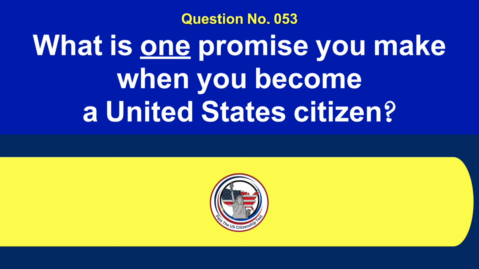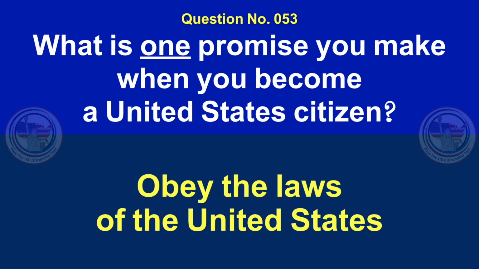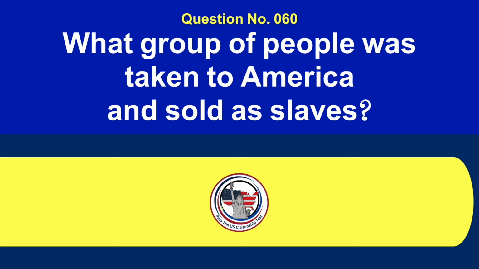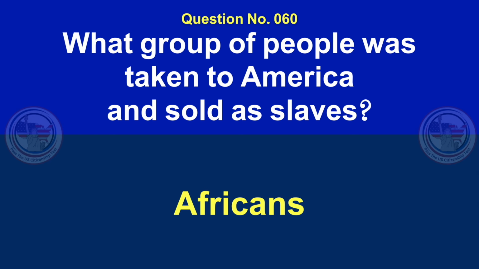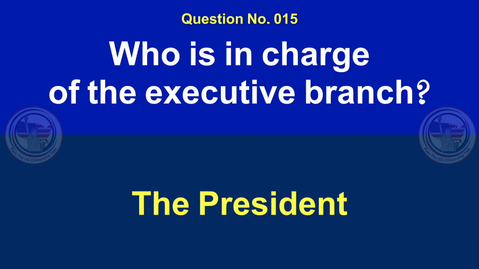What is one promise you make when you become a United States citizen? Obey the laws of the United States. What group of people was taken to America and sold as slaves? Africans. Who is in charge of the executive branch? The President.